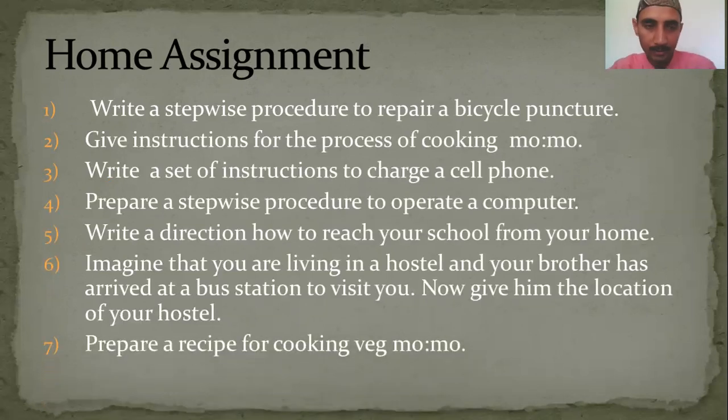Number one, let me read for you. Write a stepwise procedure to repair a bicycle puncture. So this means you have to show this process, instructions. Number 2, give instructions for the process of cooking momo. So if you show the process of cooking varieties of dishes, then this we call, let's say, instruction, right? Number 3 and number 4, both are the instructions. Number 5 is direction, showing the location, as well as number 6. And number 7 means you have to prepare a recipe. So remember recipe and instruction. Okay. So in recipe, we have to specify the instruction.